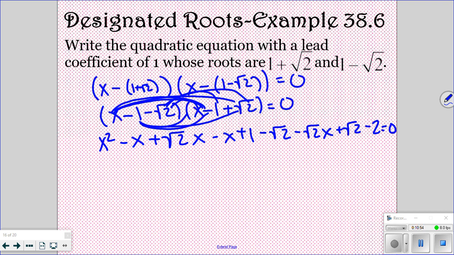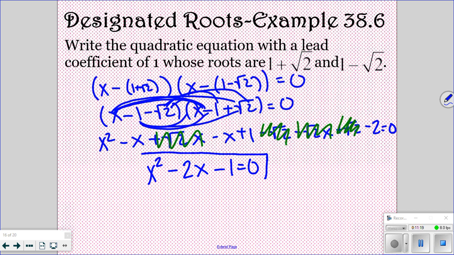And then if you look, this minus square root of 2 and plus square root of 2 cancel out. And this plus square root of 2x and minus square root of 2x cancel. And then from there, we have x squared minus 2x minus 1 equals 0. And so that would be your equation.